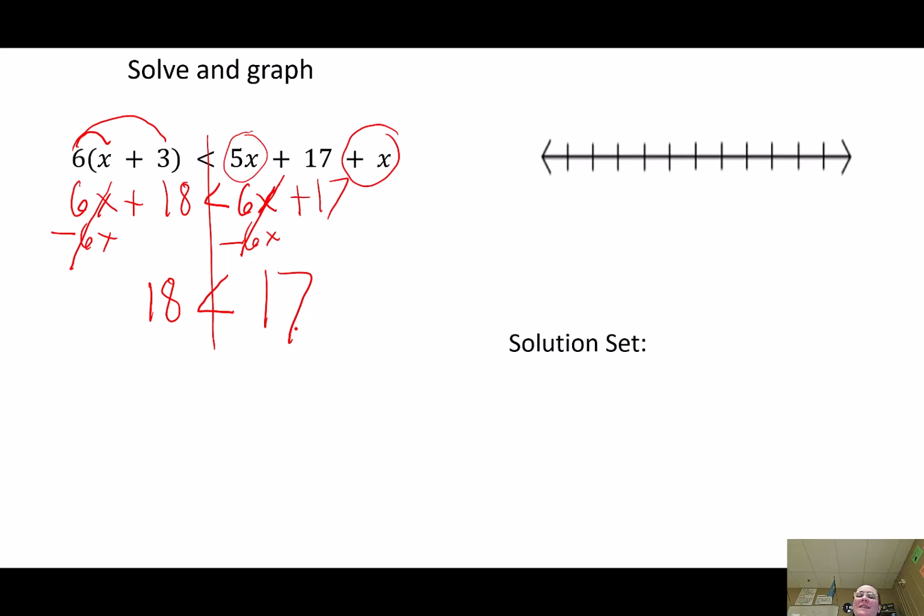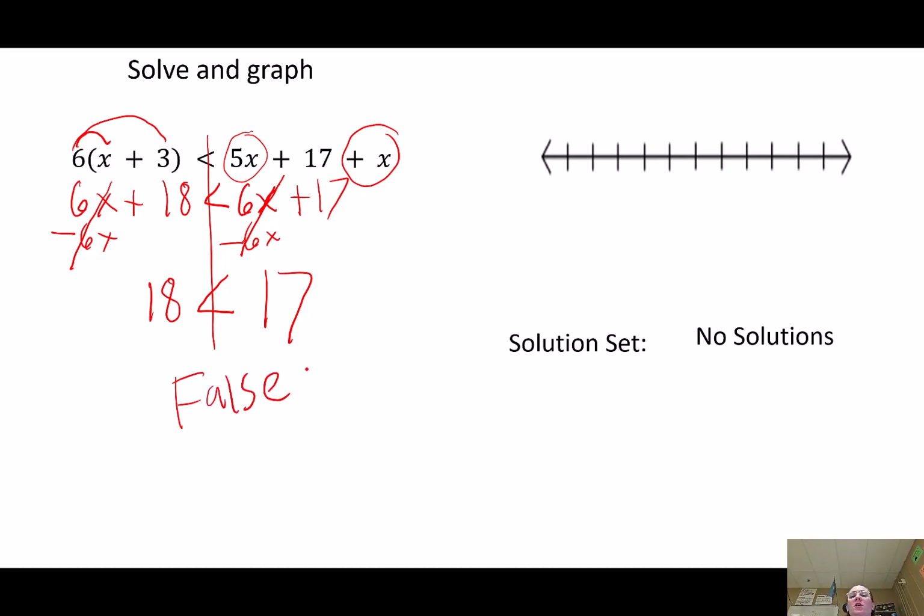So if I look at this, is 18 actually less than 17? No. This is not a true statement. Okay, so this is not true. So this is what we would call a no solution, because I get something that is not true at all. This is false.